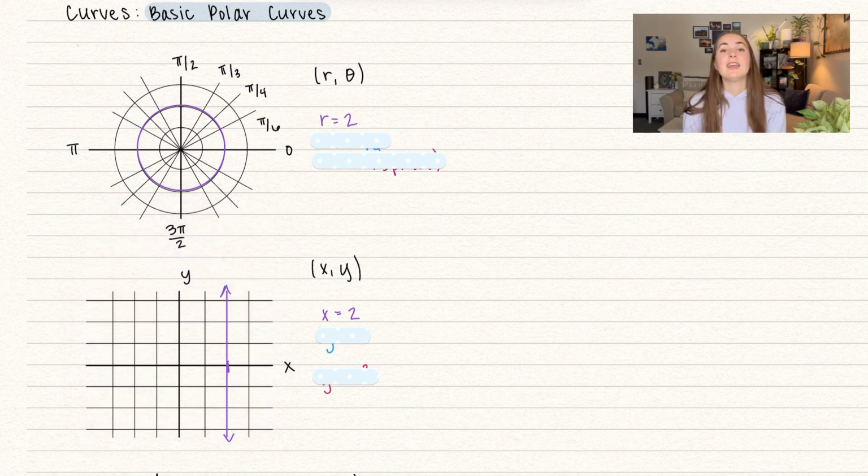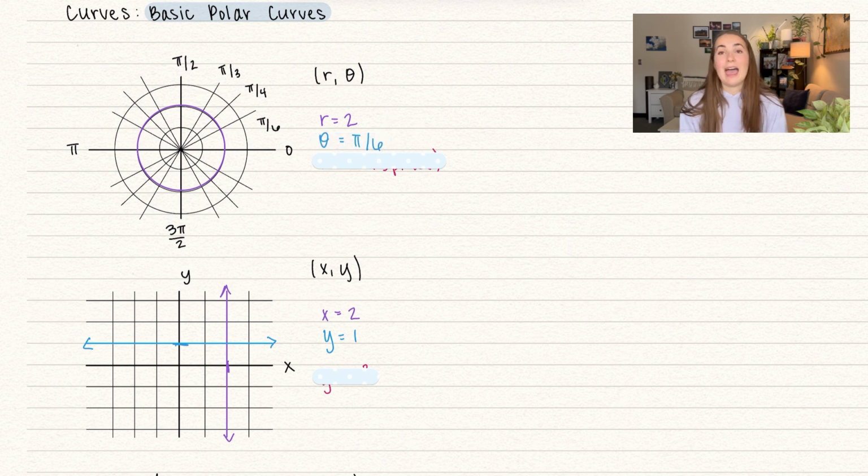Just like that. Now, similarly, we can also have that y is equal to some value, right? So when we have y is equal to 1, we know we're going to stab the y-axis when y is equal to 1. It's going to look like a function like this, right? We can have any x value, but y is always going to be equal to 1.